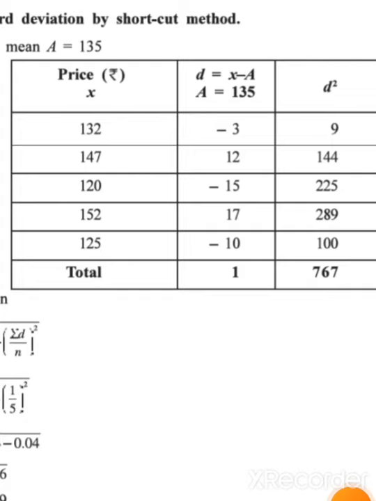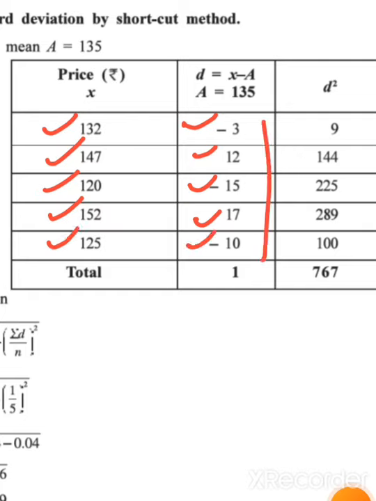So what is our d? d is the deviation that we are going to find out, and it is xi minus a. And what is our a? a is our 135. So 132 minus 135 will give you minus 3. 147 minus 135 will give you 12. 120 minus 135 will give you minus 15. 152 minus 135 will give you 17, and 125 minus 135 will give you minus 10. As you do the total of this, it will give you 1, right? That is the deviation that we talked about.